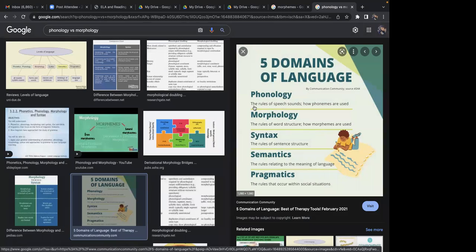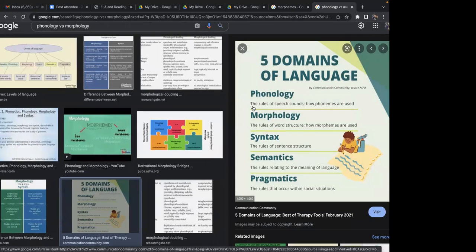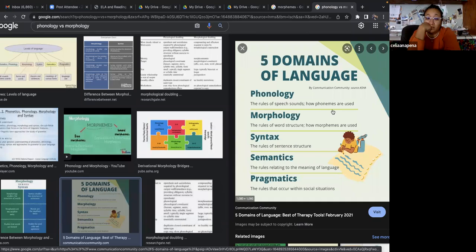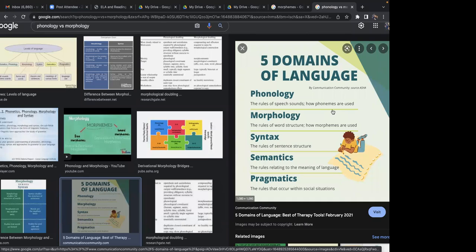Okay, so here we have phonology, which is the rules of speech sounds. So remember the I before E except after C, the SH sound. And they have names to them. I'll look them up and show them to you right now. When we go back to the other page, we'll discuss them.